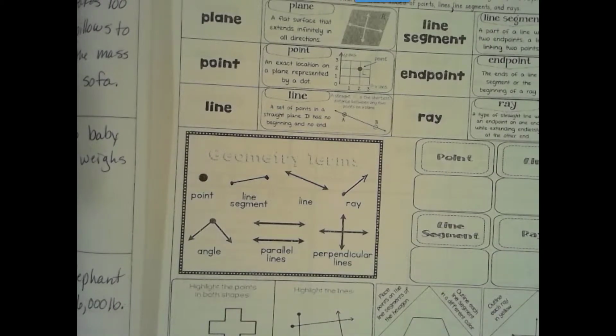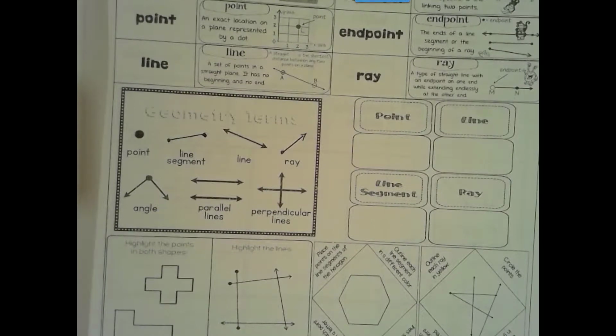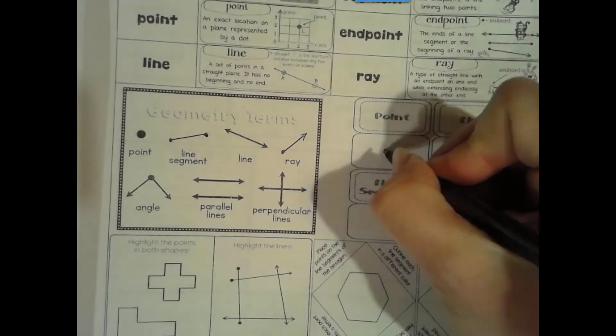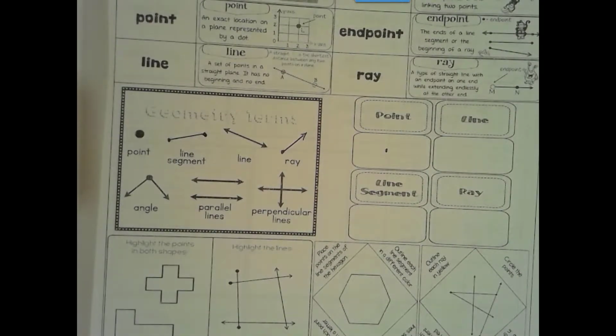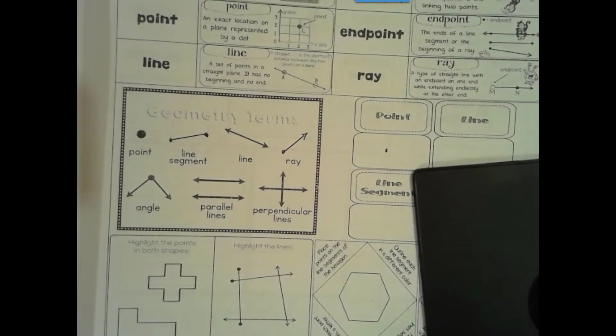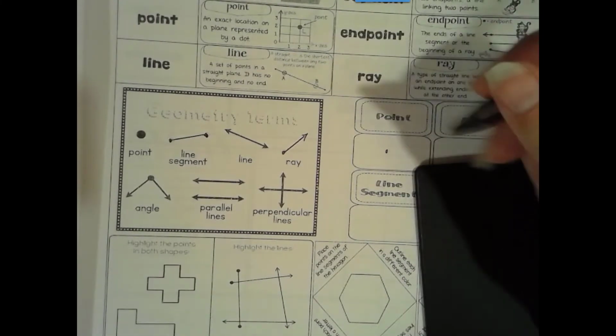Angle, parallel lines, and perpendicular lines we'll talk more about in a later lesson. So again, just getting down those examples, making sure we know what these mean. We have a point. Just a dot represents a point, a location on that plane. A line, so just take your straight edge.